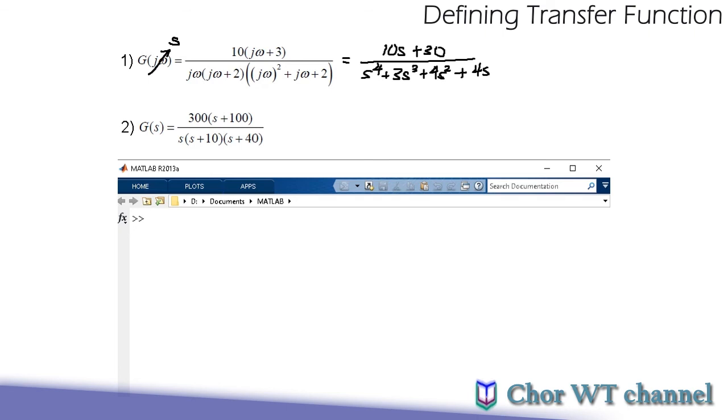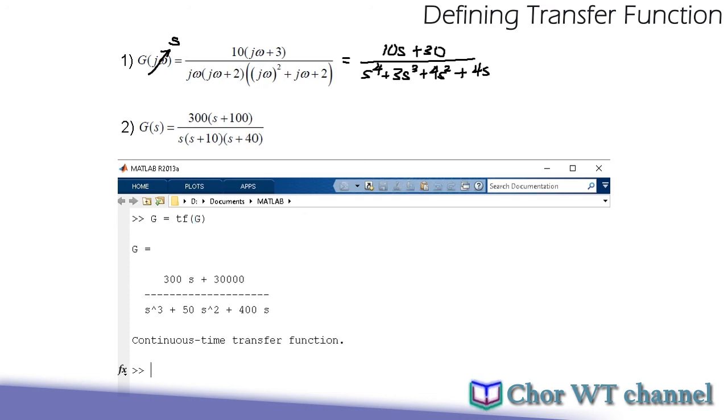If you would like to interchange between the zero-pole-gain form and the transfer function form, what you can do is just type tf equals tf(g), where g is originally in other forms. It could be in zero-pole-gain form. And there you go. So you now have the expanded form already.